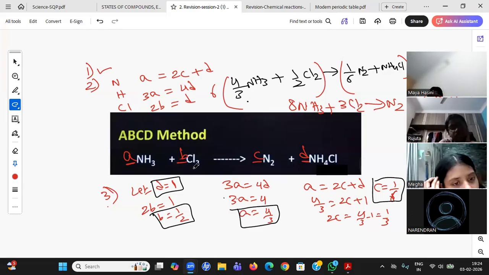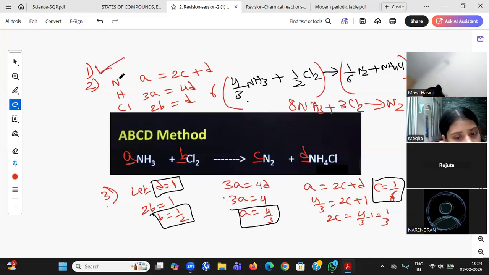Yes, Jahnavi, whenever such an equation is given, you try to take A, B, C, D, beta. First step is to write A, B, C, D. Second step, whatever elements are there, I just wrote the elements and I'm making the equation. In nitrogen, only A into 1 on the left side. But on the right side, 2 into C, 2C plus D into 1, D. So 2C plus D. Hydrogen: 3A on the left side, 4D on the right side, 3A equal to 4D. Chlorine: left side 2B, right side D into 1, D. That's all. So second step is finished, equation written.